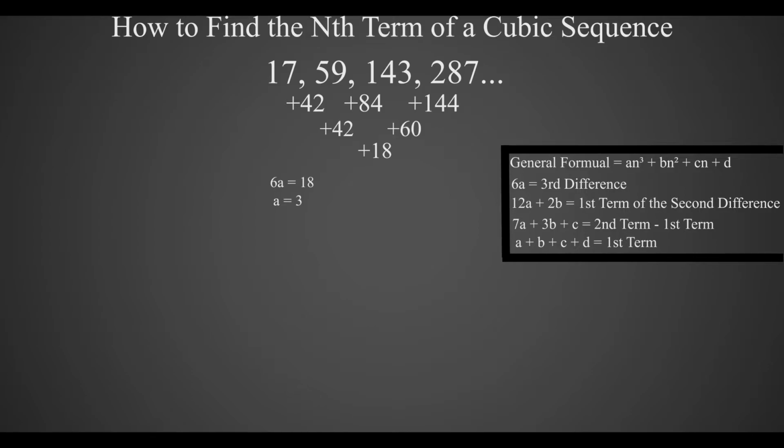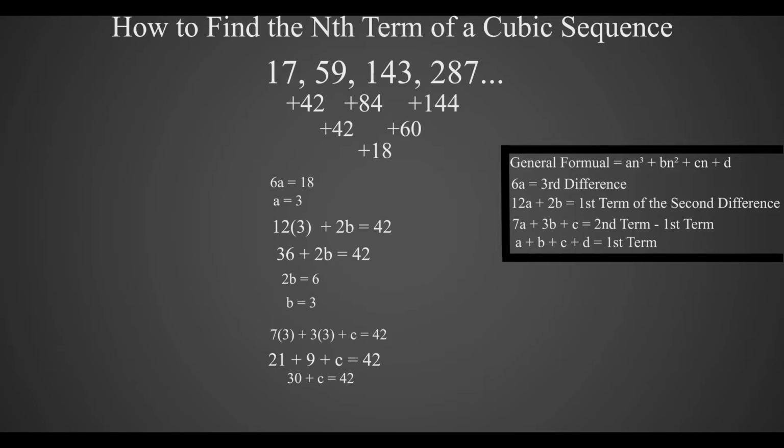So if we substitute a in our second formula, 12a plus 2b, we get 12 times 3 plus 2b is equal to 42, which means that 36 plus 2b is 42, which means that 2b is 6 and b is 3. Now if we substitute a and b in 7a plus 3b plus c, we get 7 times 3 plus 3 times 3 plus c is equal to 42 again, since it's the first term of the second difference, and the second term minus the first term as well. So that would get us to 21 plus 9 plus c is 42, which means that 30 plus c is 42 and c is 12.